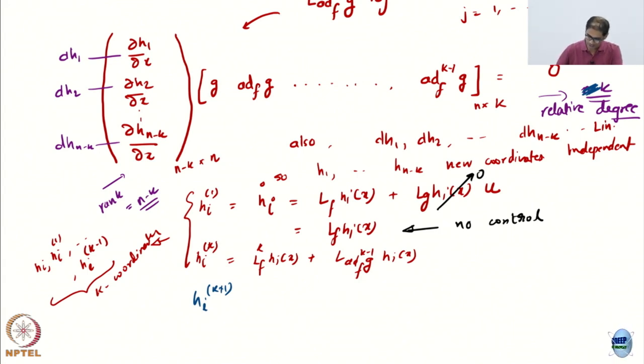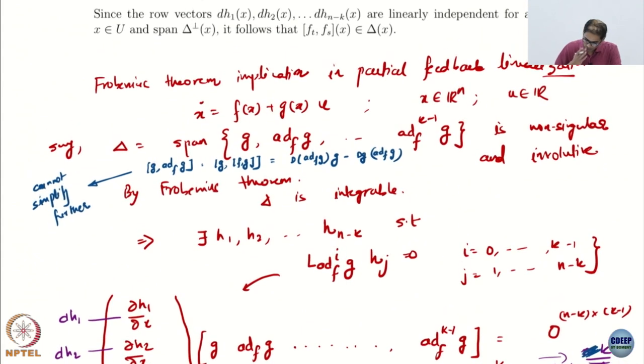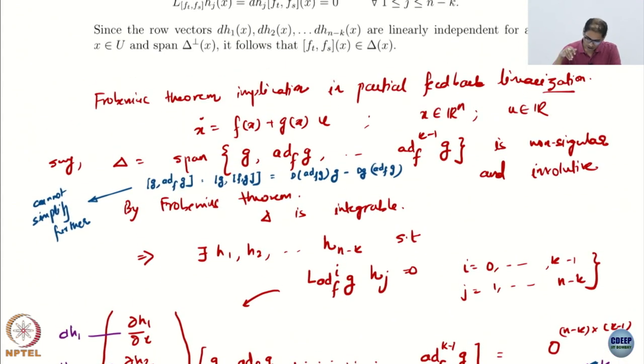So it's not very evident here because you need additional conditions. You need to know that L_ad_f^k g h_i is actually non-zero. That condition is not being posed anywhere here. You need that the higher derivatives actually have non-zero input. Whether that happens or not is not very clear in this case. So anyway, this is the implication of Frobenius theorem in partial feedback linearization.